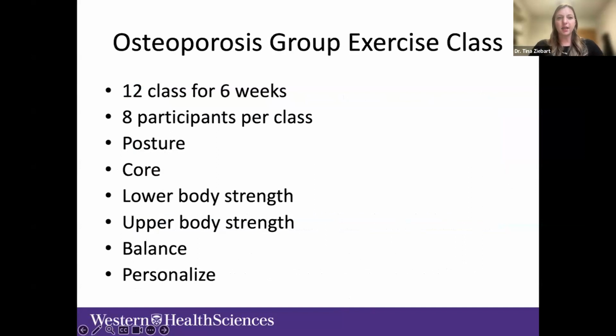In the London area, something that I run is an osteoporosis group exercise class. This is a 6-week program. It's a small group exercise class, and I take on 8 people per class. We work on posture, core, lower body strength, upper body strength, and balance. And then I do try to personalize it a little bit.